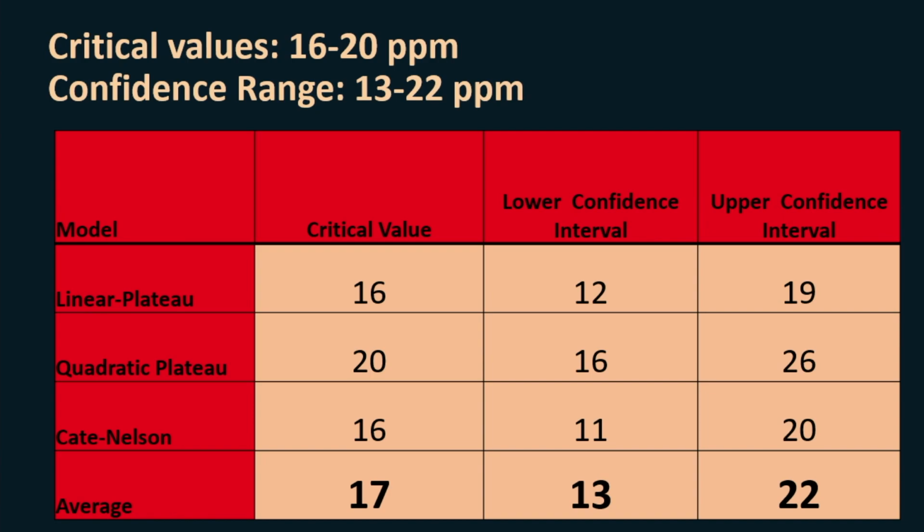The linear plateau critical value is 16, the quadratic's 20, the Cate-Nelson 16, the average is 17. The confidence intervals are kind of interesting, the lower and the upper, right? Some are narrower, some are wider, but the average is 13 to 22, okay? Again, soil testing is not a perfect science. It can't be. There's variability in everything we do.